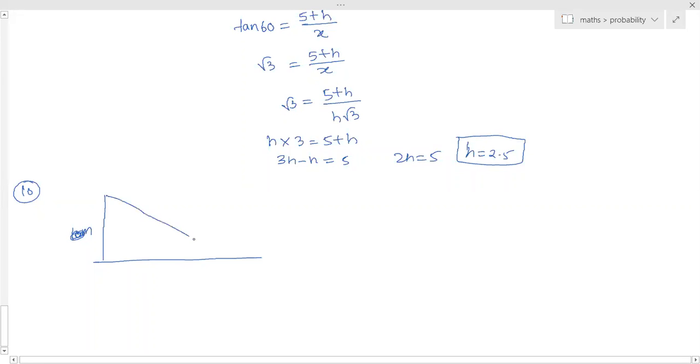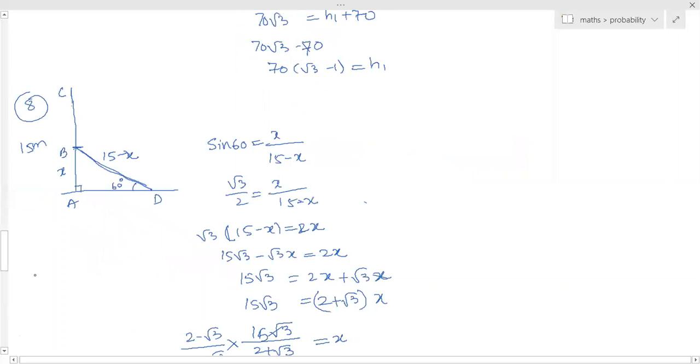First, he observes at an angle of elevation of 30 degree. When he moves 50 meters towards the tower, the angle of elevation changes to 60 degree. And he has walked 50 meters. So distance between this to this is 50 meters. AB is a tower, height is h. C, D, then CD distance is 50 meters. You have to calculate h value, find the height of the tower.